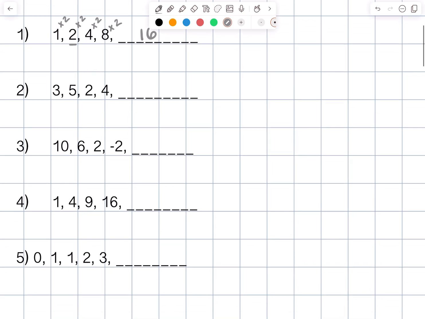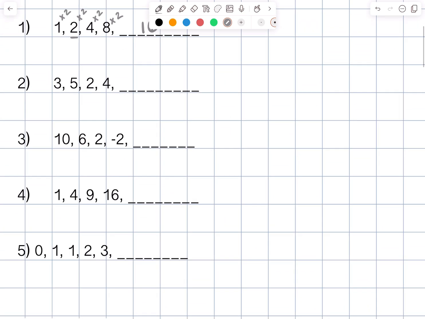For this sequence, number 2, we see it goes 3, 5, 2, 4. Well, for this one, I see that we're adding 2 to get 5. And then we're subtracting 3, then adding 2, so then we have to be subtracting 3 again. So 4 minus 3 is 1. So 1 would be my answer.